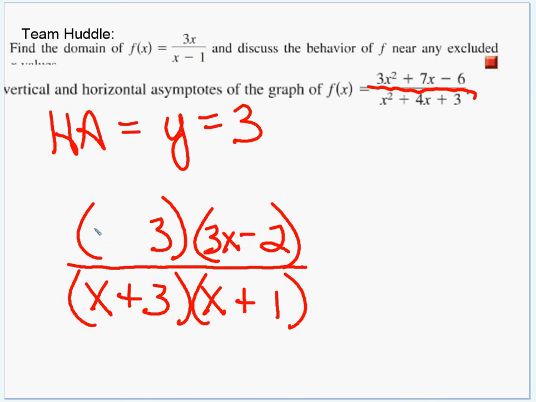3x minus 2 and x, would that be a plus? Let's see, the outers would be a minus 2x and the inners a plus 9. 9 minus 2 is 7. So that's the combo we're looking for.